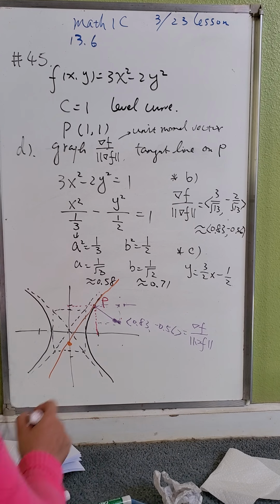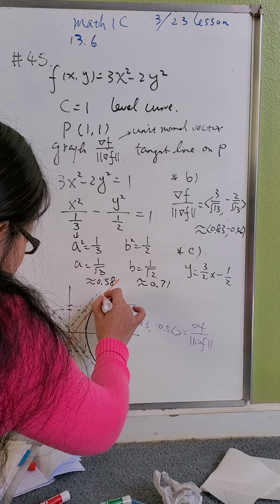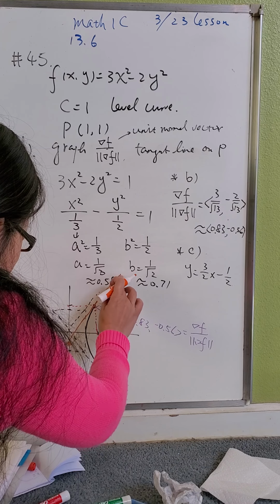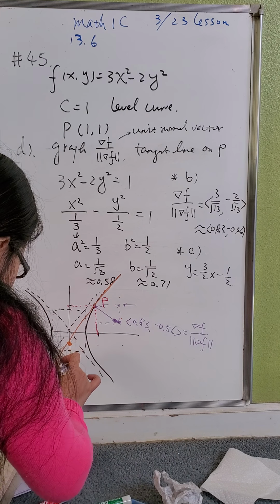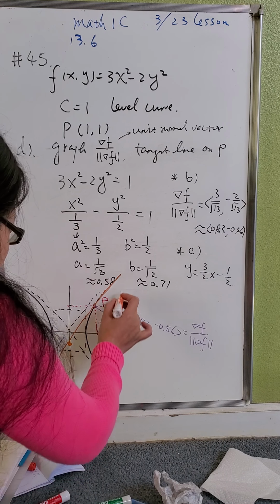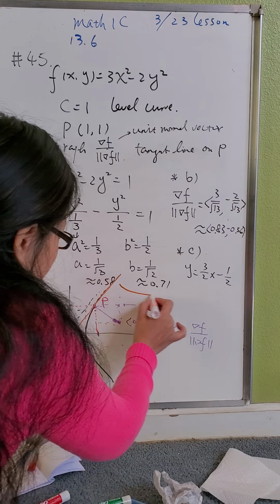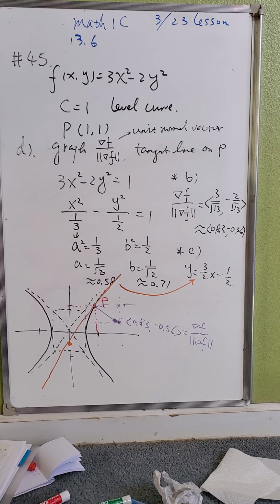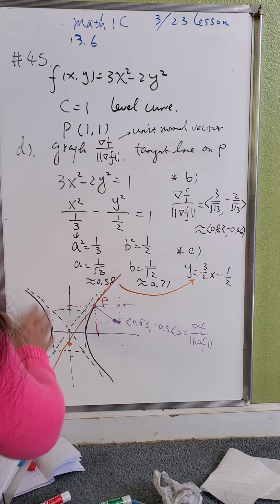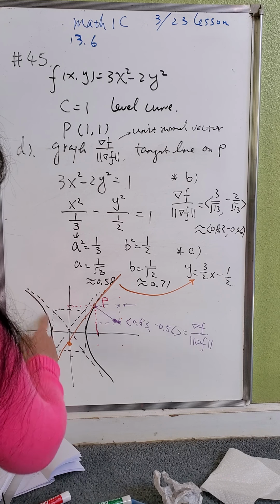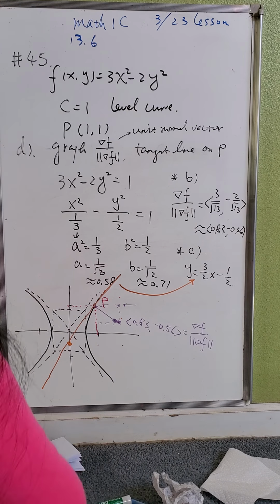Okay, so not very good, but without a ruler, it didn't scale that well. But you get the idea. So that's my tangent line here. So this line is this. Okay, so that's how you do the problem, and I expect you guys know how to draw the level curve here. So that's a level curve at c equal to 1.